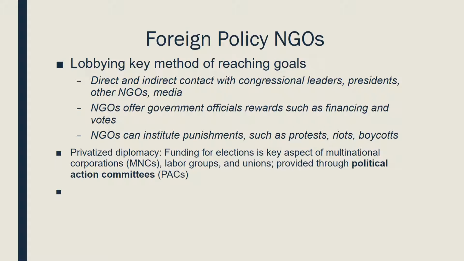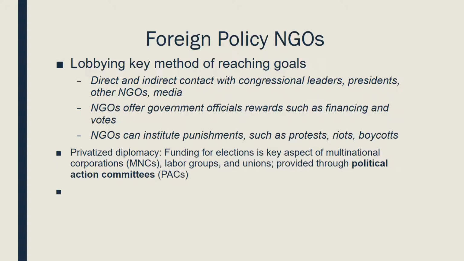Having that direct contact with members of the Congress, members of the Senate, the President, airing their views through the media, offering campaign contributions, offering contracts, so on and so forth. And so then, NGOs are most effective when it comes to that more organized influence and lobbying of our government.